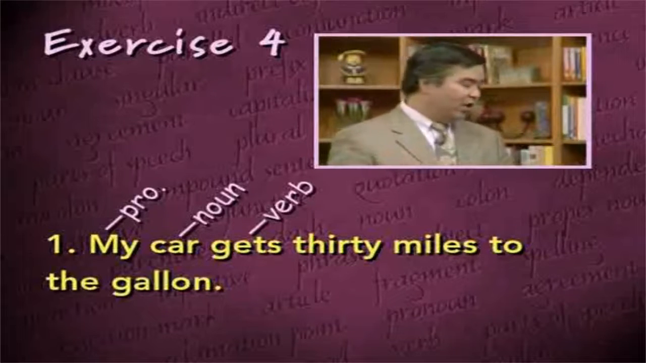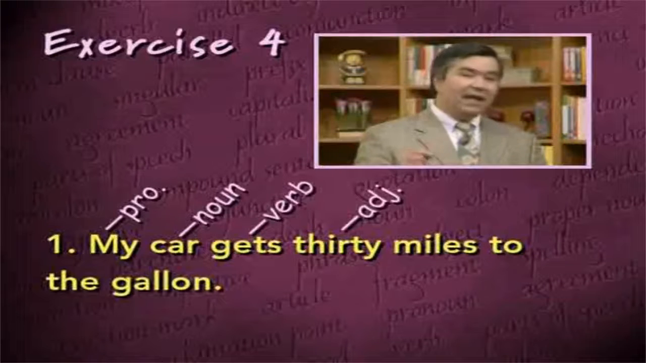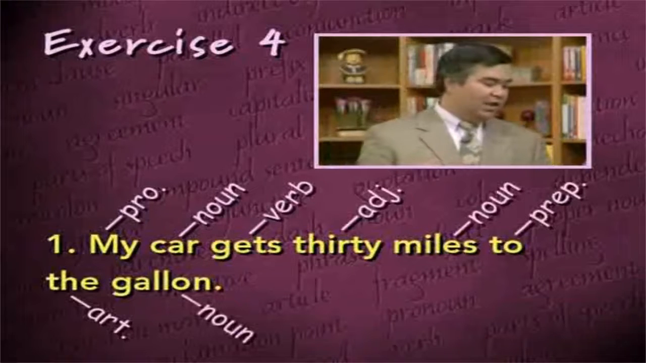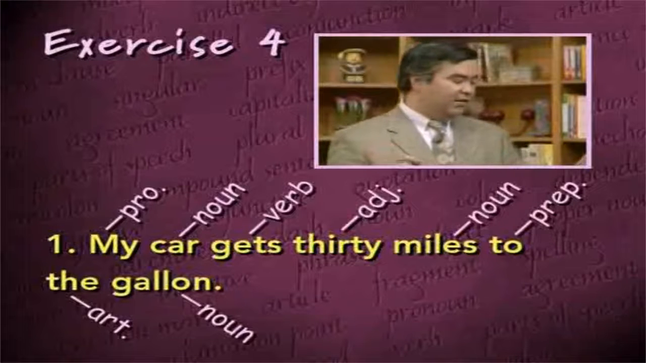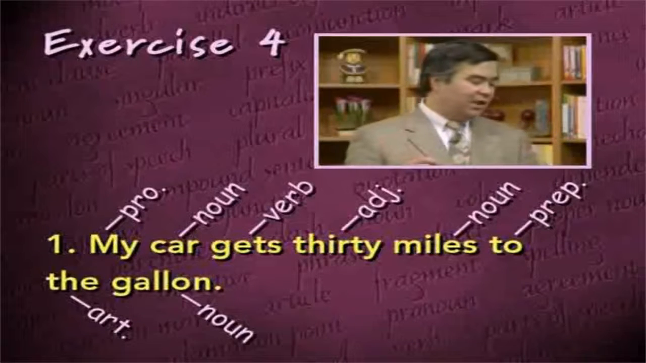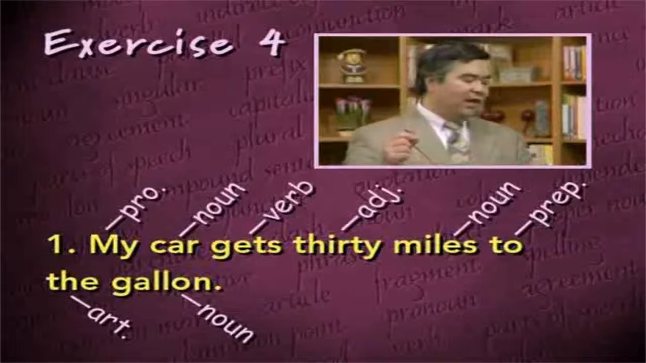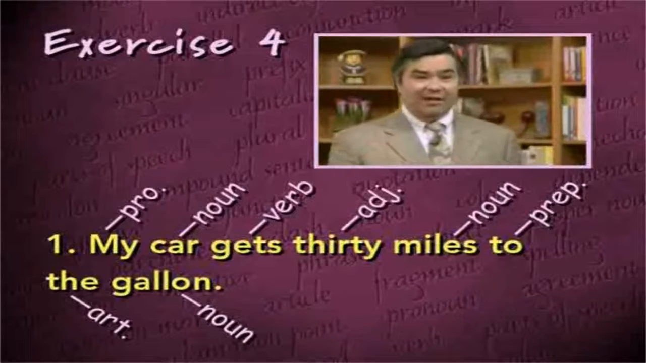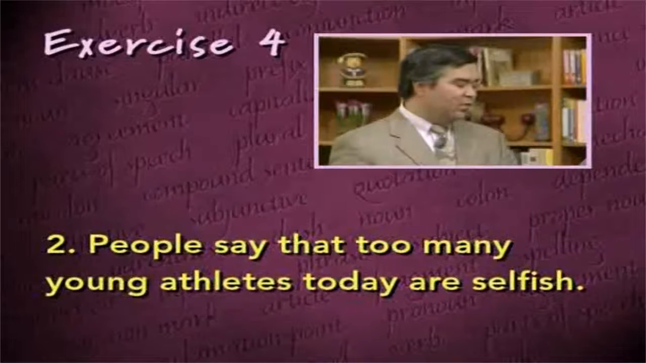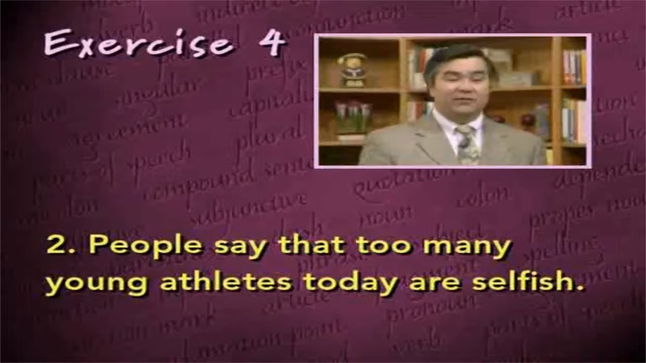The remaining words are an adjective, a noun, a preposition, an article, and a noun. So 30 is an adjective. It modifies the noun miles. To is a preposition, and it's followed by the article the and the noun gallon. Now let's look at the second sentence. People say that too many young athletes today are selfish.